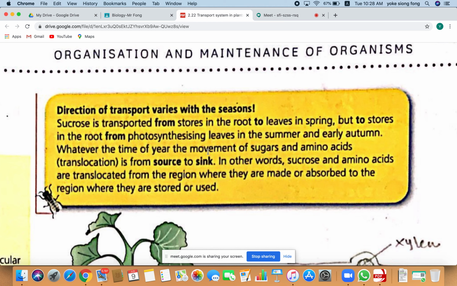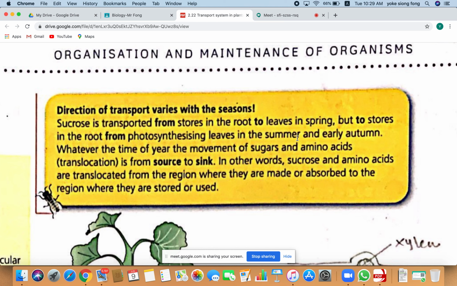Okay, so basically it's very simple. Transport of nutrients can be up and down, right? Let's say one more time here. Summer, imagine summer is very hot. Hot means very strong sunlight, very high light intensity. So of course they can perform a very high rate of photosynthesis, so of course a lot of sugar can be produced.